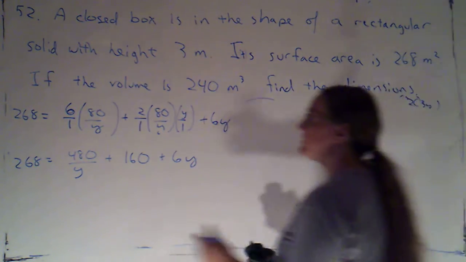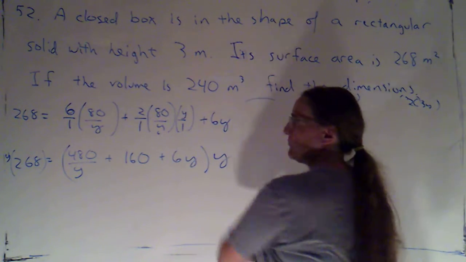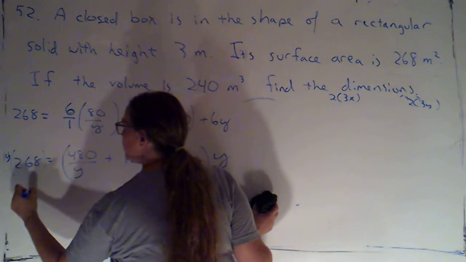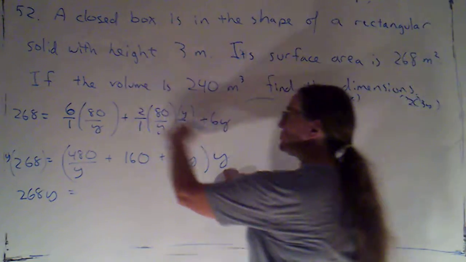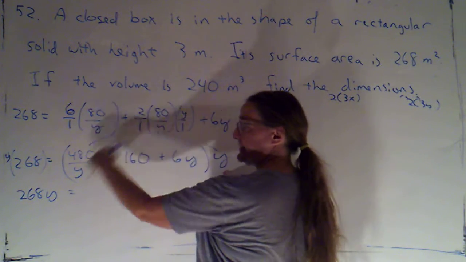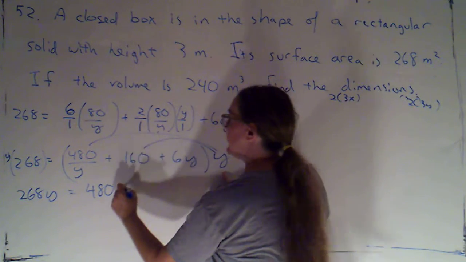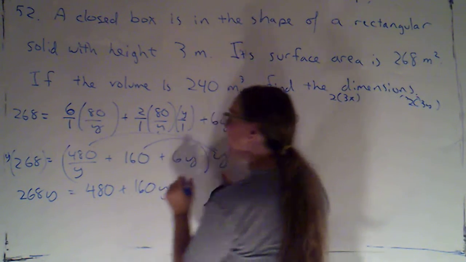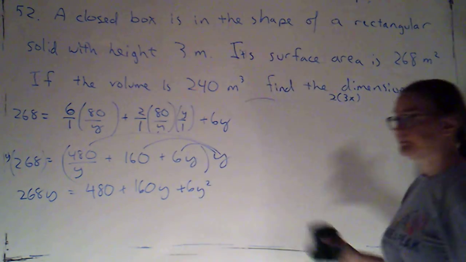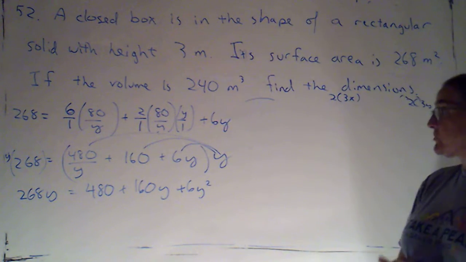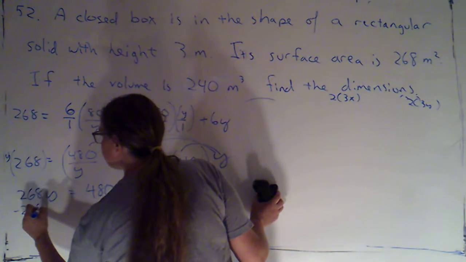Okay. So I'm just going to multiply both sides by y. So we'll have 268y is equal to. Now when I distribute the y to this piece here, it's going to cancel. So I get just 480. Then I distribute it here, so that's plus 160y. And I distribute it here, and that's plus 6y squared. So it looks like we've got a quadratic in y. Let's move over this 268y.